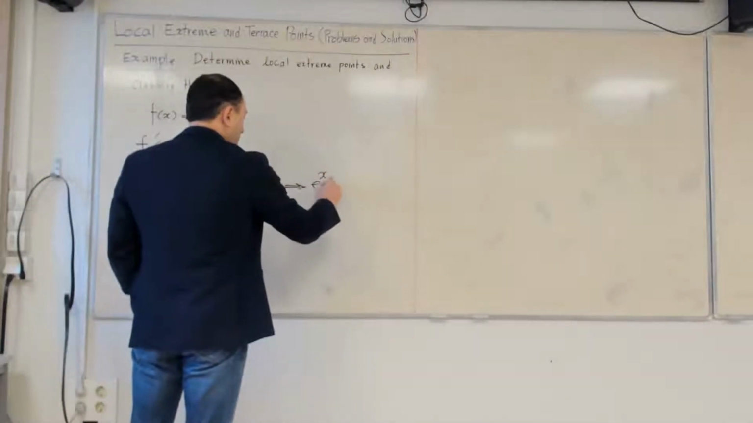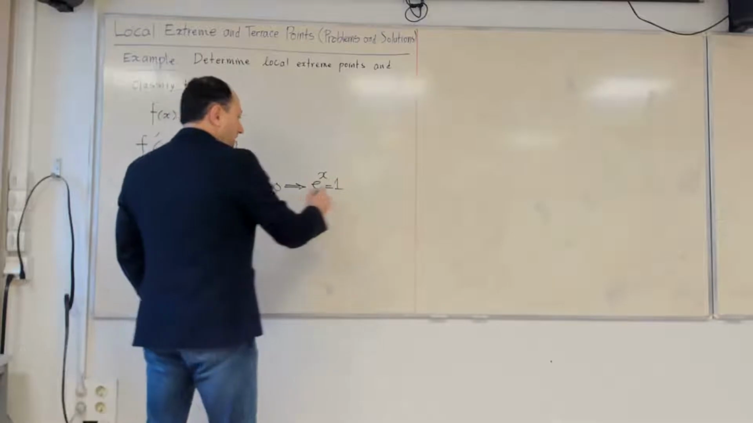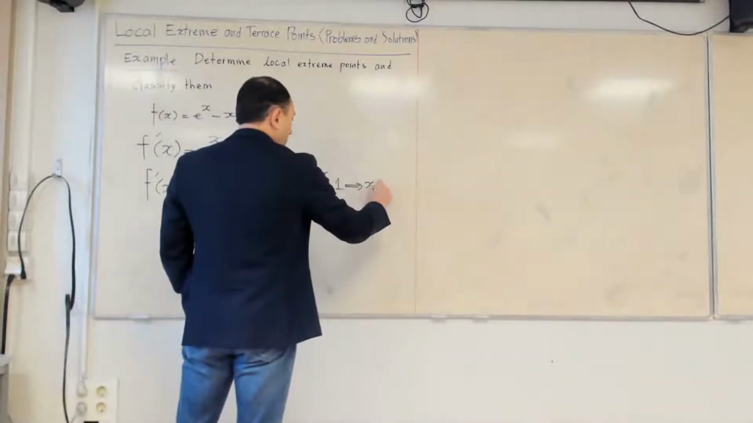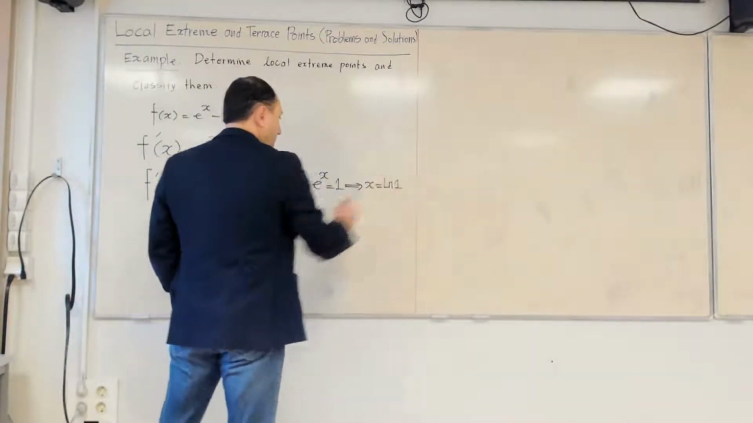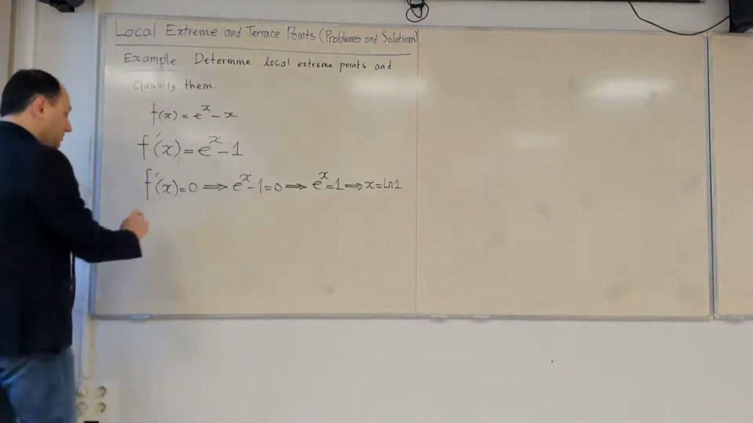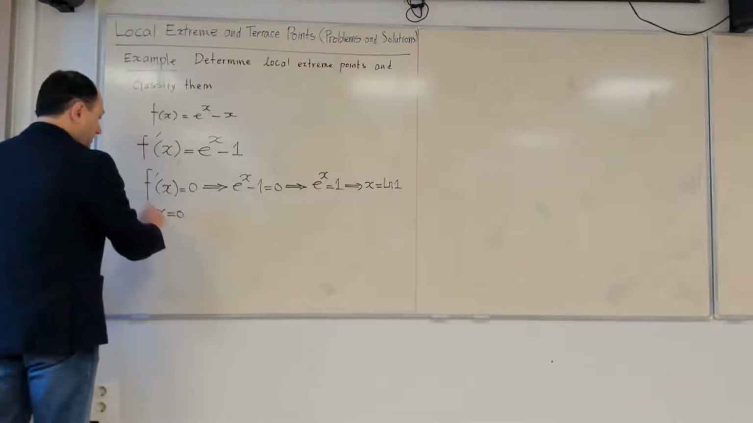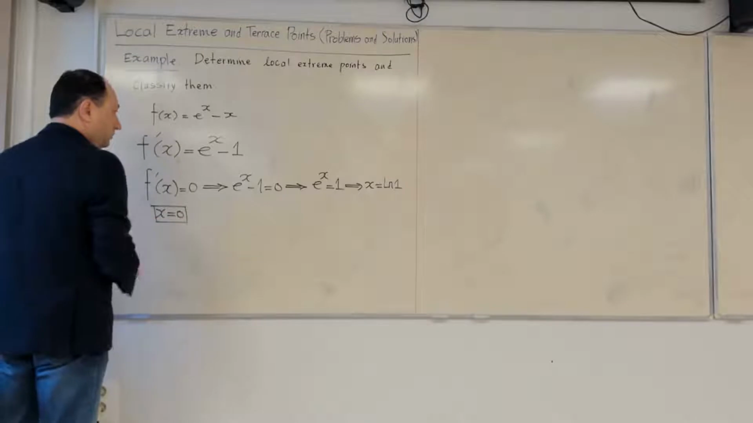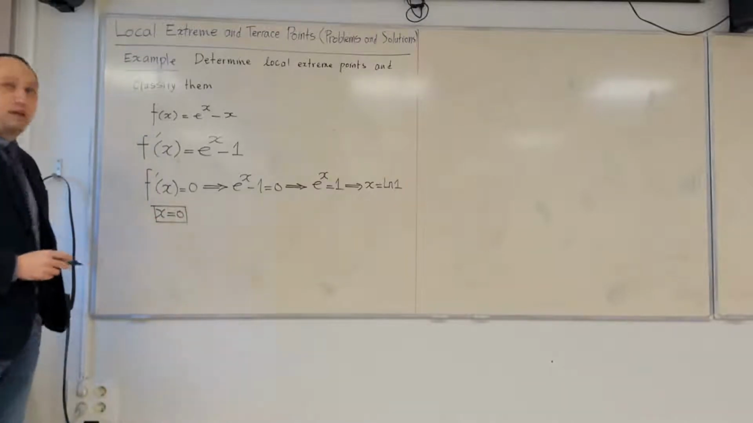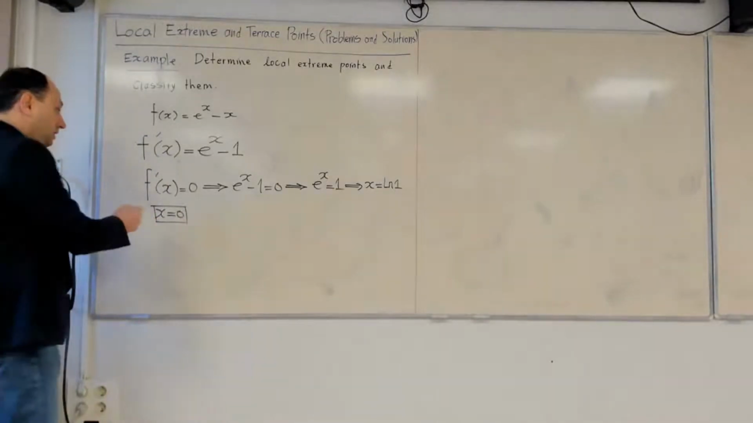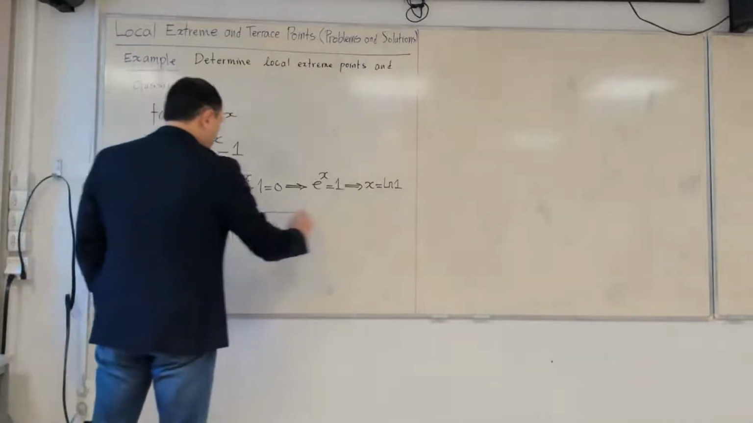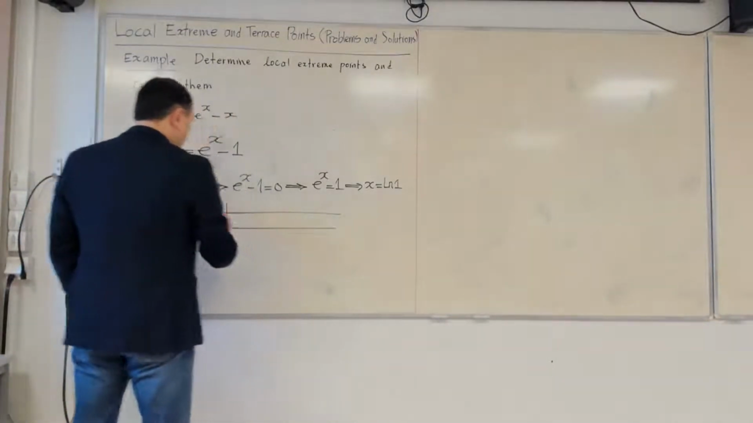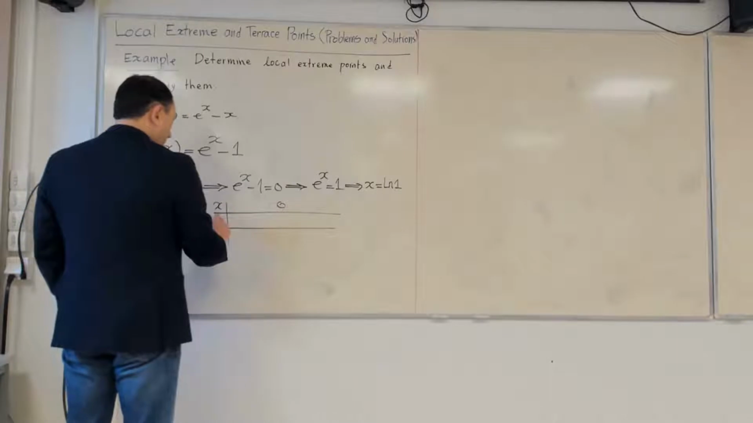This is an exponential equation. Here, it means that x is equal to ln of 1. But of course, ln of 1 is just 0. So x is equal to 0, yes? So this is your candidate for a local extreme point or maybe a terrace point. And then you go to the table. And then you have x and you have 0. You have f prime here.